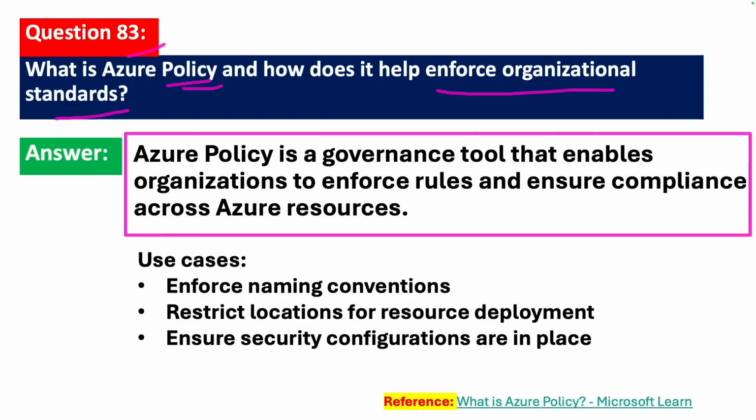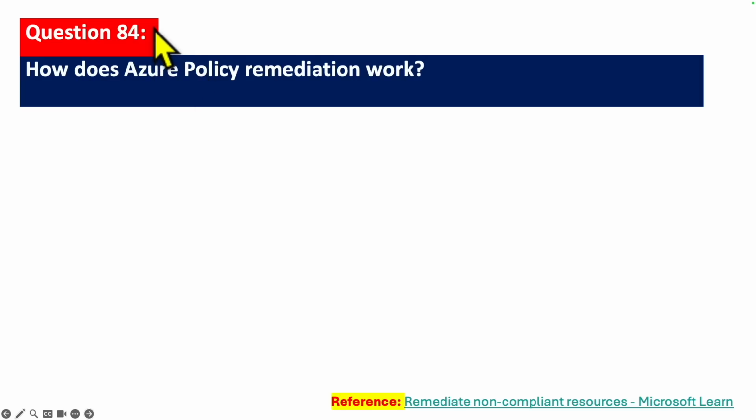Another use case is you can enforce that security configurations are in place by looking into policy violations. Some of the examples where you can apply Azure Policy include automatically tagging resources for environment information. You can enable diagnostic settings on virtual machines, or you can restrict usage of certain virtual machine sizes to manage cost. Let's look at question number 84. How does Azure Policy remediation work?